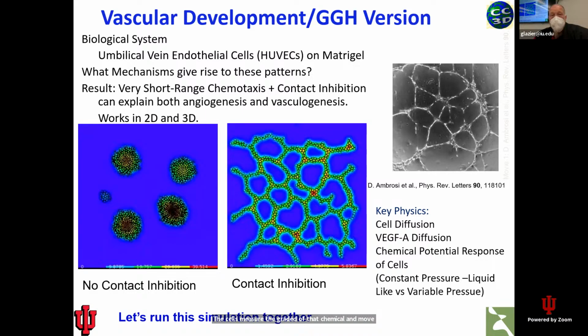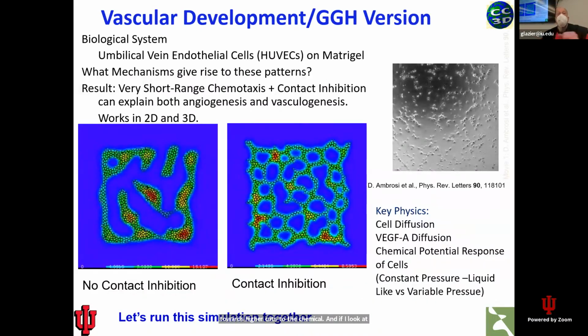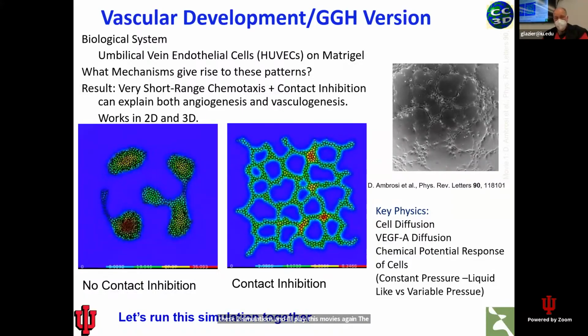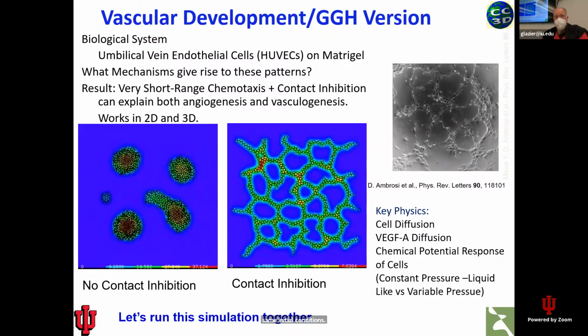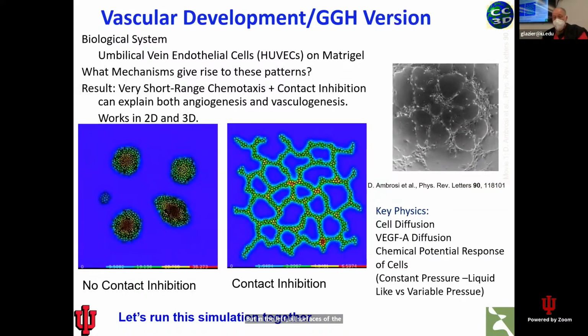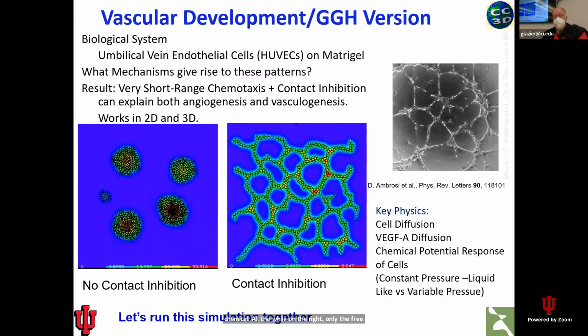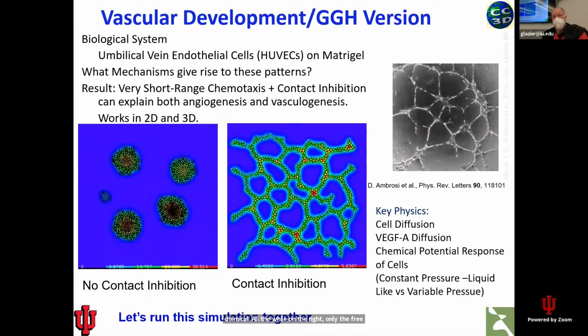And if I look at these two simulations, and I'll play this movie again, the one on the left and the one on the right start with the same initial conditions. But in the left, all surfaces of the cell respond to the chemical, while in the one on the right, only the free surfaces of the cell respond to the chemical. And you get this totally different patterning. In the one case, you get blobs, which is observed experimentally if you knock out this particular factor that prevents chemical response on contact. On the right, the cells organize to form struts.